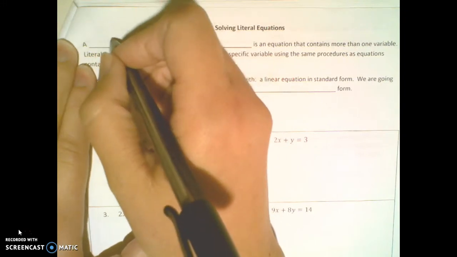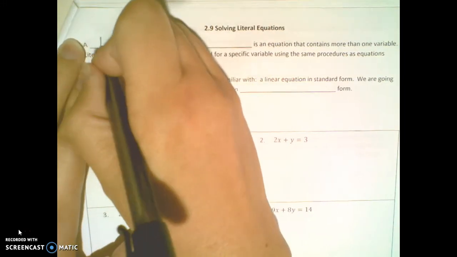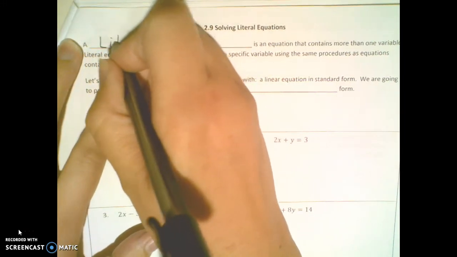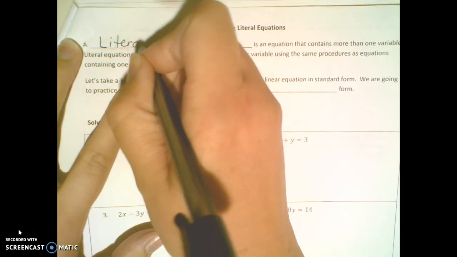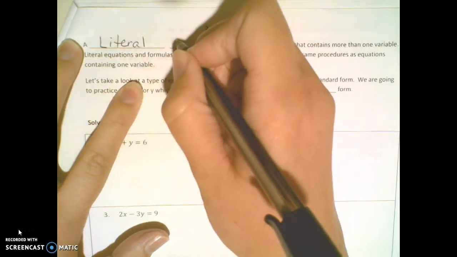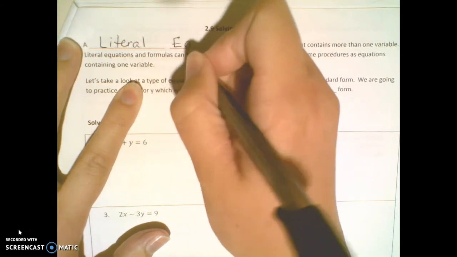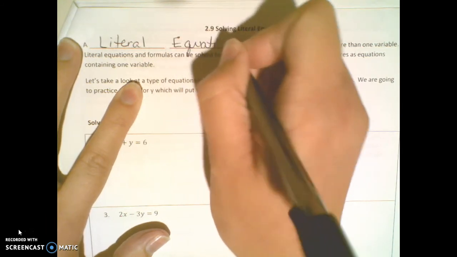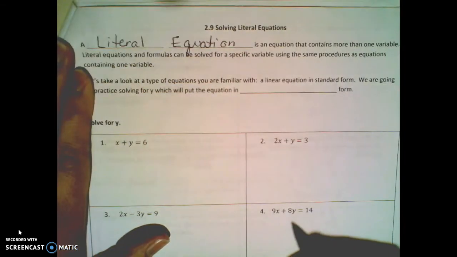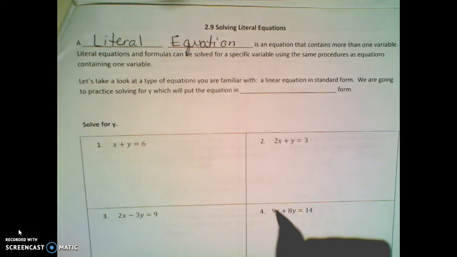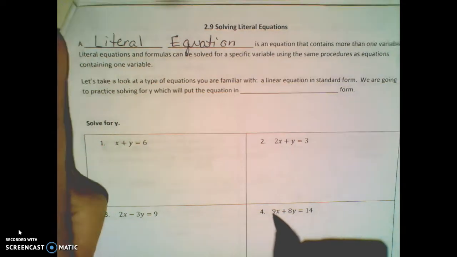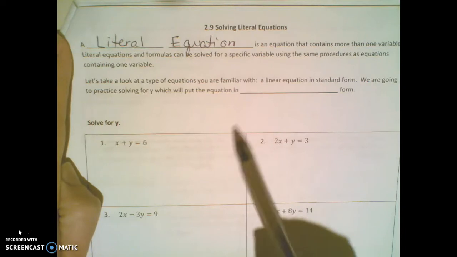You have done literal equations last year, so this is review, but it's something that a lot of students have problems with in foundation, so it's a good thing to review. A literal equation is an equation that contains more than one variable. Literal equations and formulas can be solved for a specific variable using the same procedures as equations containing one variable.